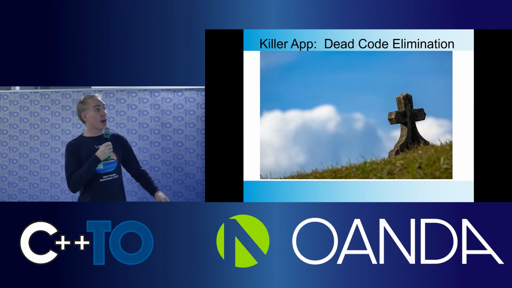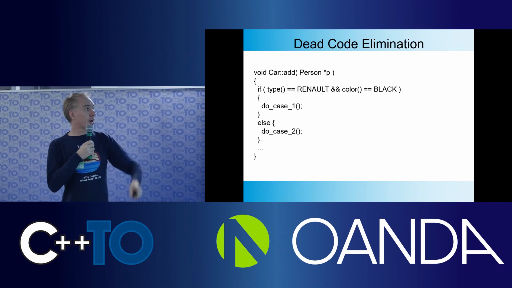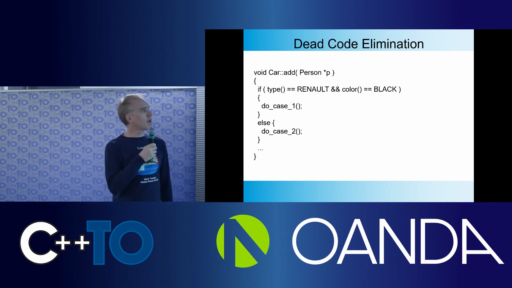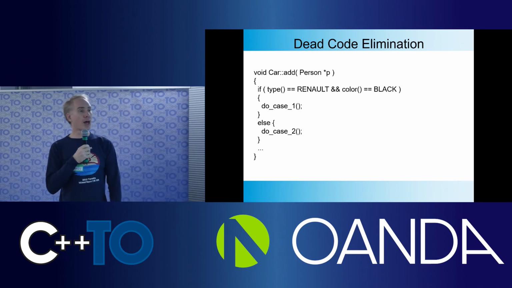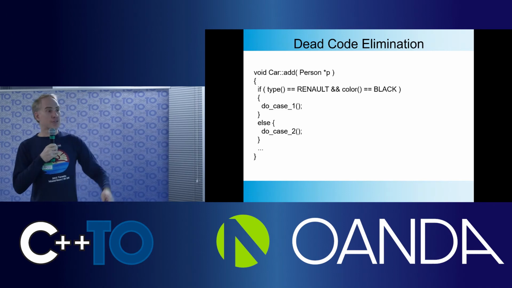The second application we have is dead code elimination. So we'll have code that looks like that. We'll have the add. We'll get the type of the car. The car will be a Renault, and we'll say, well, if the car is a Renault and the color is black, we want to do a case. Otherwise, we have a second case we're going to do.